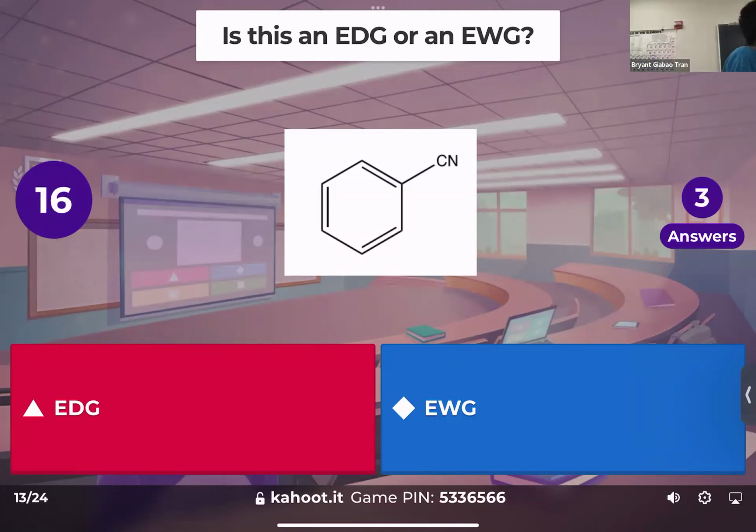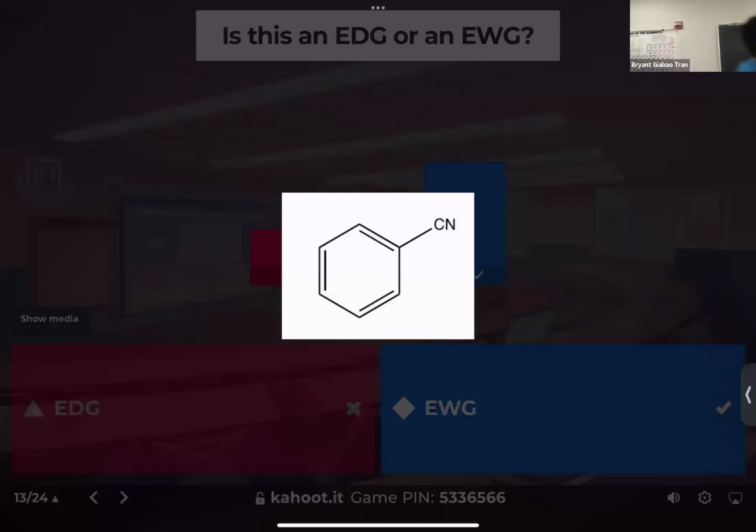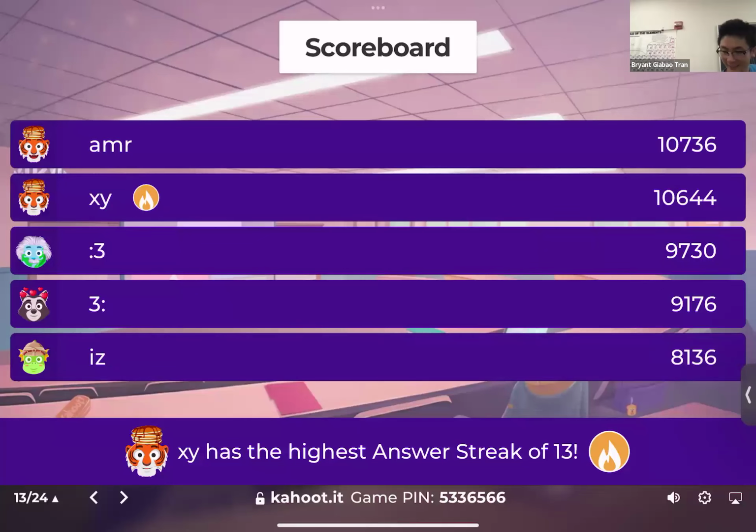Think about the first atom, the very first atom directly attached to the benzene ring, and think about its partial charge. Is it partially negative, partially positive? EWG, because this carbon here is the atom directly attached to the benzene ring, which is triple bonded to the nitrogen. And it's partially positive because that nitrogen is more electronegative than that carbon, making that an EWG because it wants to gain electrons since it's positive. Nice.